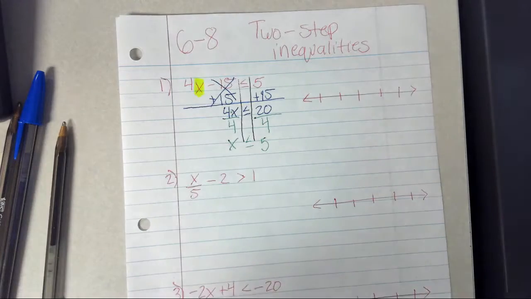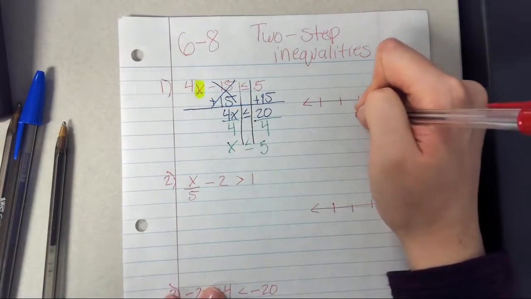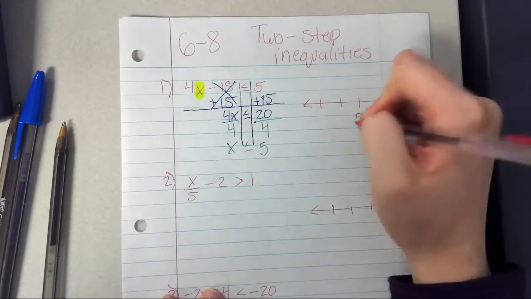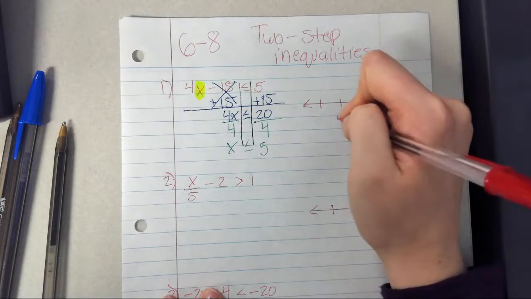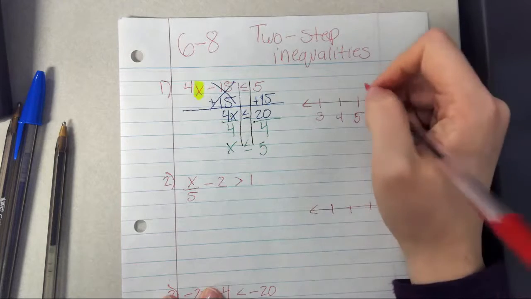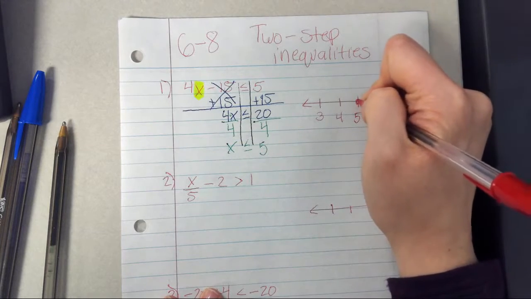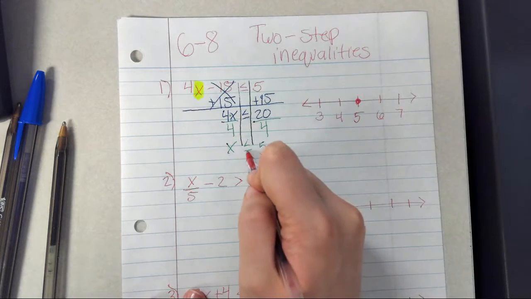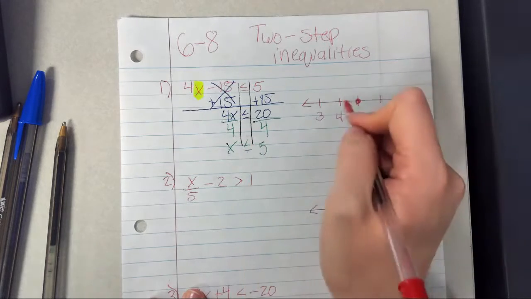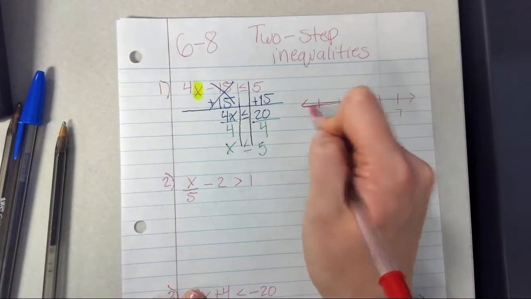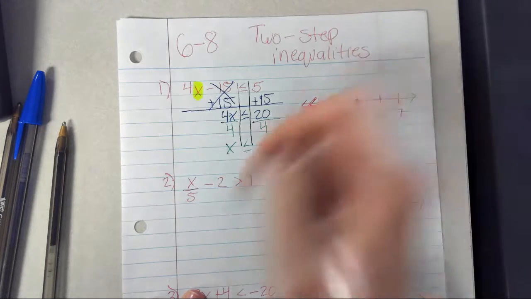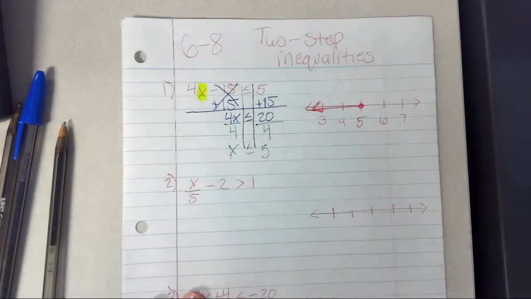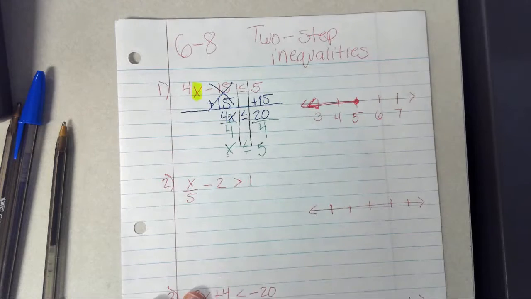So when you would go to graph this, I usually put my number in the center, whatever that number is. It would be closed circle at 5 because it has the or equal to, and the less than part tells us it's going to go to the left. Now, that only works if the variable is first. You have to make sure the variable is first.